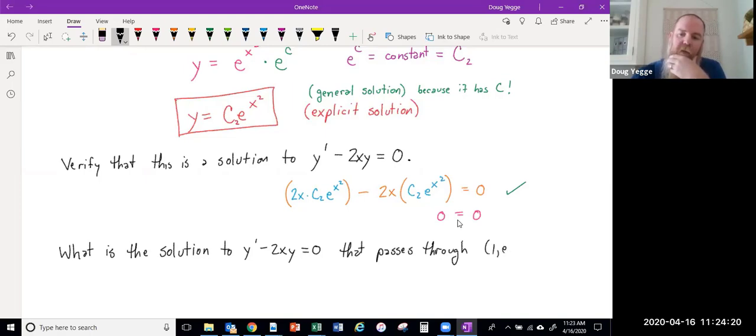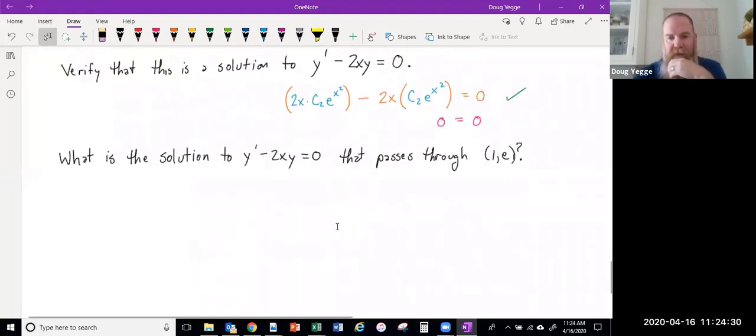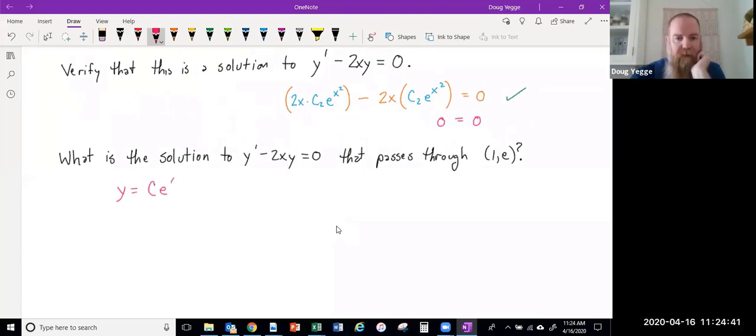1, e. All right, well, we don't have to go through this whole thing again because we already found what the solution is, right? We already know that y equals c e to the x squared is the general solution.